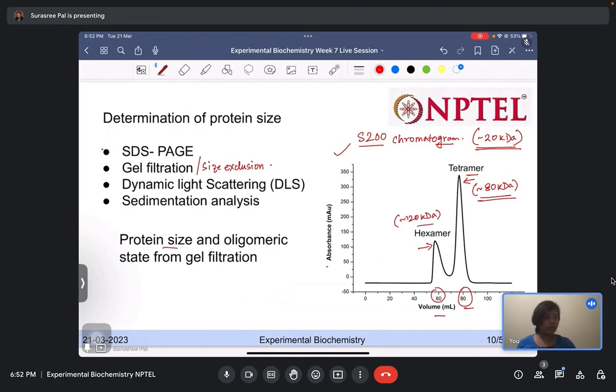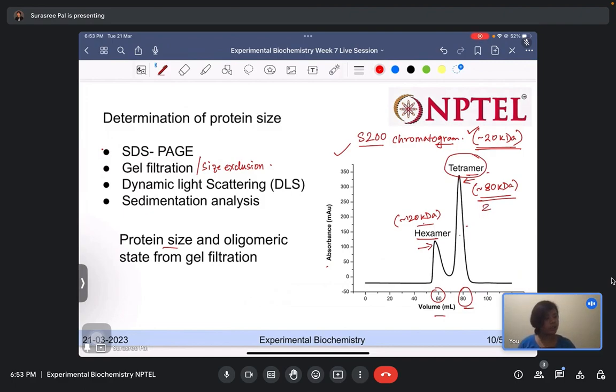Now our protein, we know that our protein is approximately 20 kilodalton. Since our protein is giving a peak at this particular retention volume, we can state that our protein is existing as a tetramer. This longer peak is showing us that the majority of this protein is existing as a tetramer. But along with that, our protein also exists in a hexameric form, which is why it is giving us a smaller peak at approximately 120 kilodalton of molecular weight.